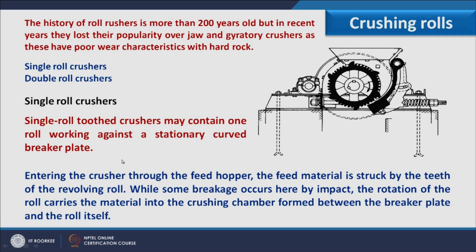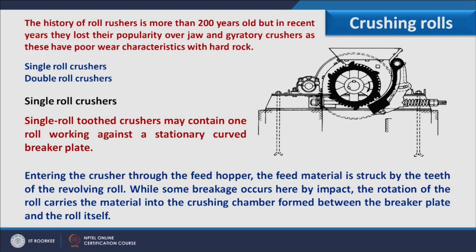Single roll toothed crushers may contain one roll working against a stationary curved breaker plate. If you see this schematic, here we have this toothed roll, and here we have the stationary plate. In between, when material comes, the crushing takes place and we can get the finer material. Entering the crusher through the feed hopper, the feed material is struck by the teeth of the revolving roll. While some breakage occurs here by impact, the rotation of the roll carries the material into the crushing chamber formed between the breaker plate and the roll itself. So in this way it works.